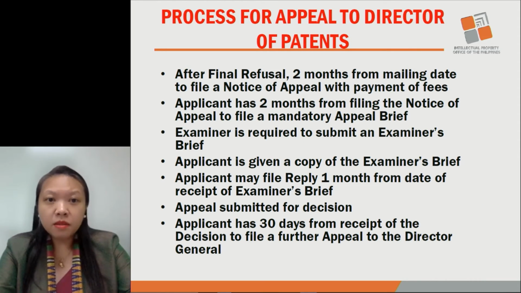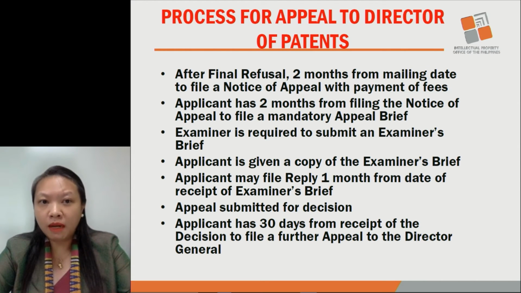So briefly, the process for appeal. The appeal is brought about and filed before the Director of Patents at our office, and it is after a final refusal. So the applicant has 2 months within which to file a notice of appeal, and then 2 months to file an appeal brief. Failure to file an appeal brief will cause the appeal to be dismissed.